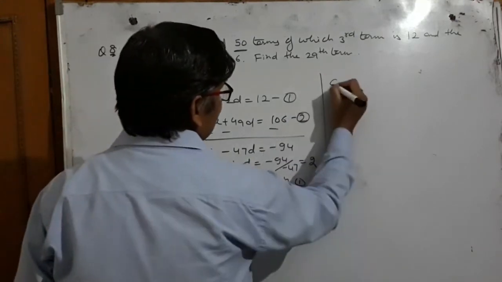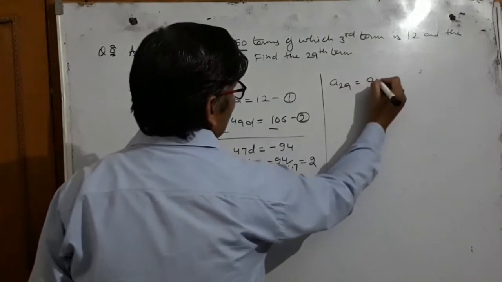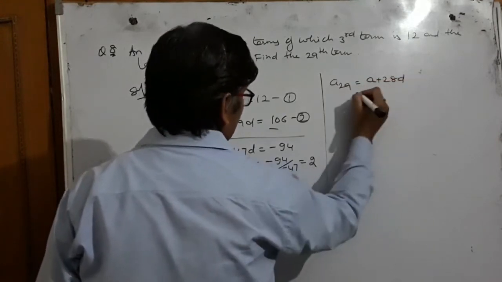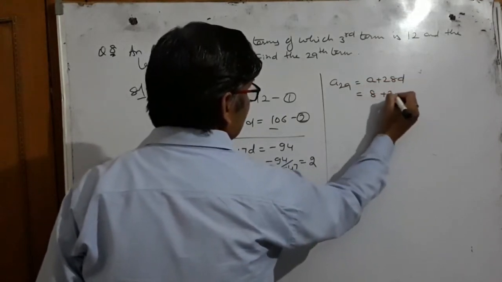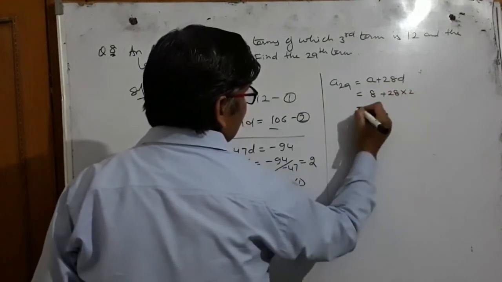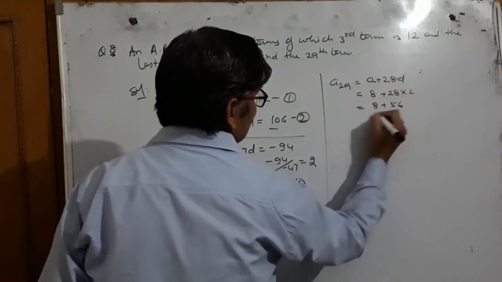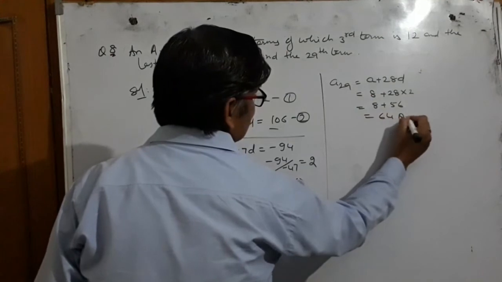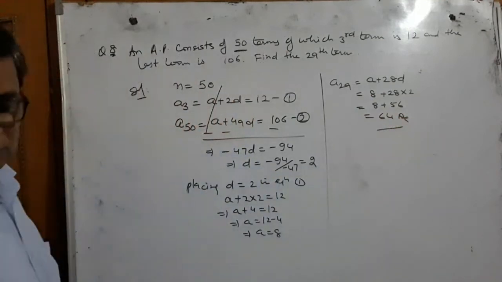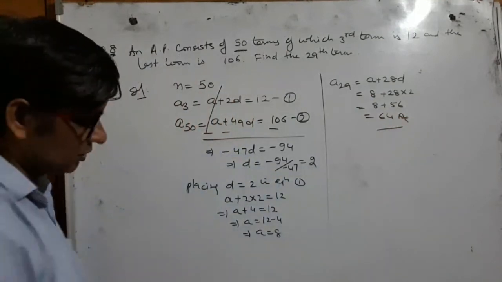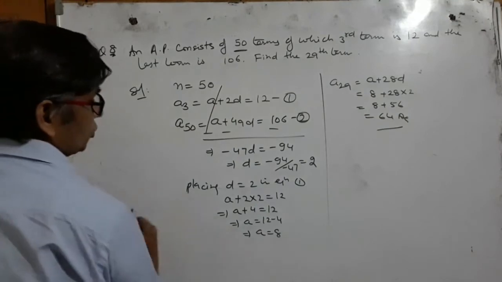A29 is A plus 28D. A is 8, D is 2. So 8 plus 56. Answer is 64. The 29th term is 64. Now question number 9.